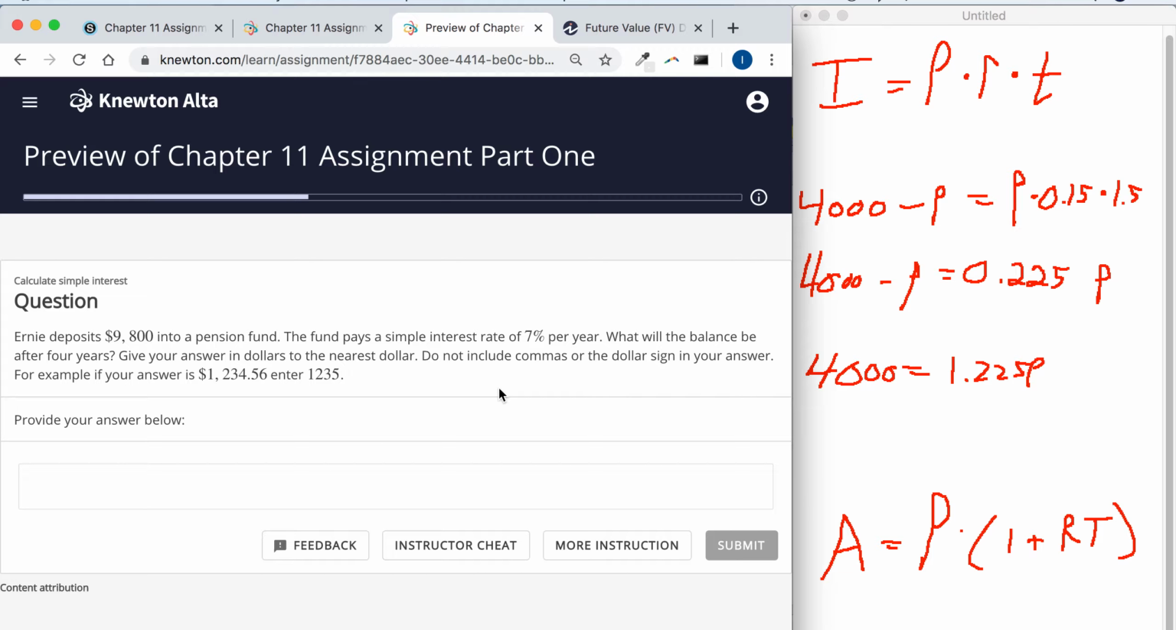Simple interest. Let's see. Deposits. So that's P, our starting amount, 9,800. Simple interest of 7%, so 0.07 is R. So what's the balance after 4 years? You just have to plug in 4 for T. Okay, so this one is nice and straightforward.